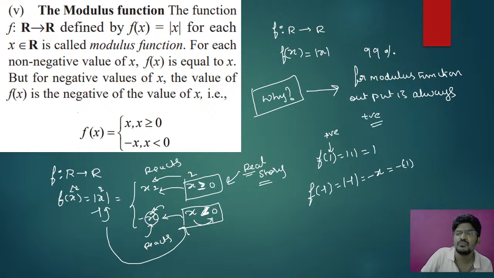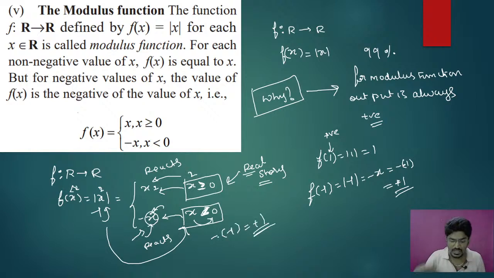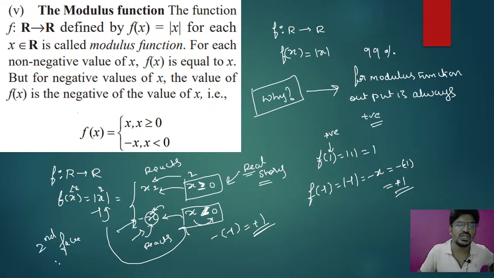That means minus of minus 1 will be plus 1. Because of this, it is getting minus of minus 1, so it is getting plus 1. Therefore the negatives also become positives. That's why I am telling that the negatives become positive, because of this second phase of the modulus function.